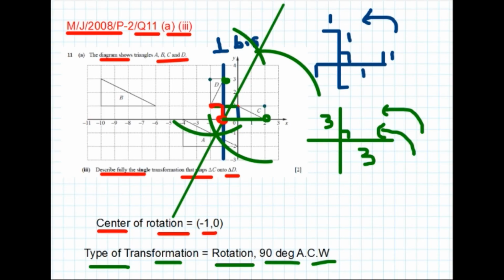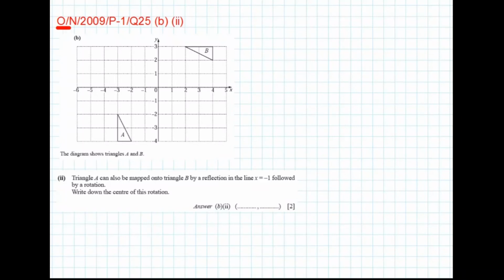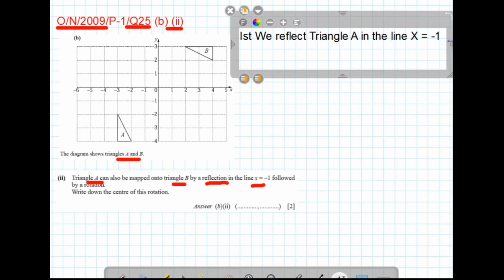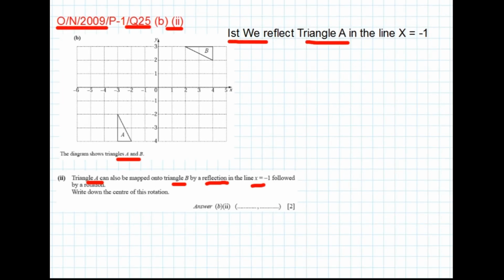Next question is October-November 2009, paper 1, question number 25, part 3. The question says triangle A can also be mapped onto triangle B by reflection in the line x = -1 followed by a rotation. First we reflect triangle A in the line x = -1. Draw the line x = -1 as shown.